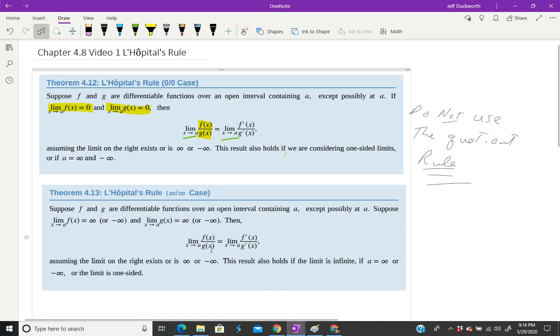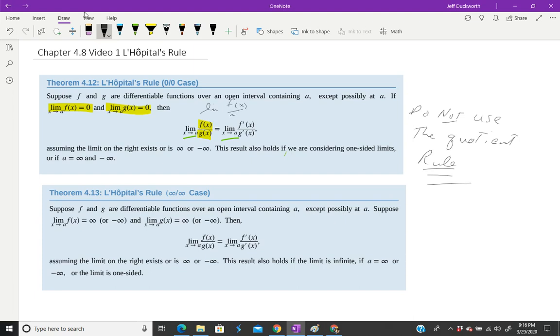So here, essentially, we have the limit of f of x over g of x as x goes to whatever, some number, or infinity if you prefer. If this goes to 0 over 0, we do this. Here, we take the limit as x approaches a of f of x over g of x equals infinity over infinity. And again, you're looking at two distinct functions.